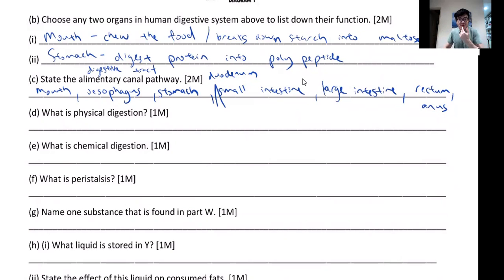This mostly happens in your mouth. You tear your food using your teeth, using chewing. And then what is chemical digestion? This is where our body secretes a special chemical called enzyme.